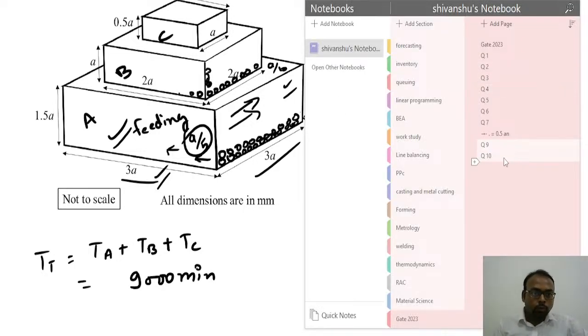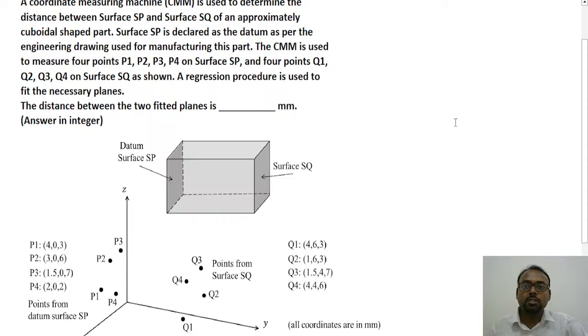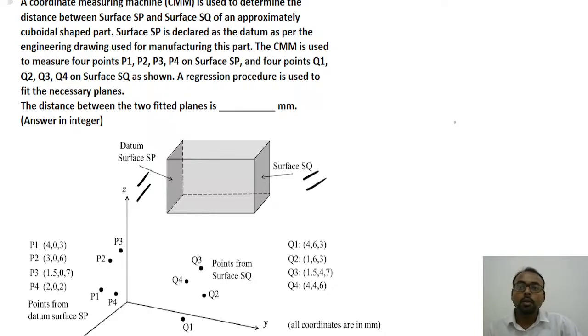Now next, we are going to the last question that was asked this year. This question was based on CMM machining. A coordinate measuring machine is used to determine the distance between the surface SP and surface SQ. So one cuboid is there, and on this cuboid two surfaces are there. One is the bottom surface SP and another surface is SQ. Now what we have to find out: the surface SP is declared as the bottom as per the engineering drawing used for manufacturing of this part.